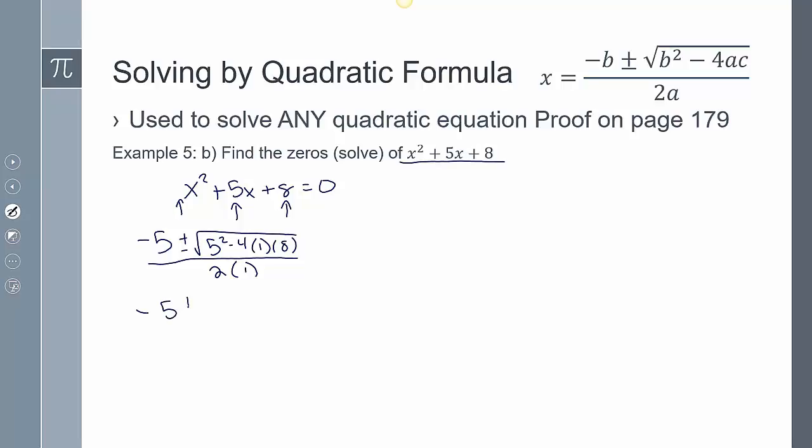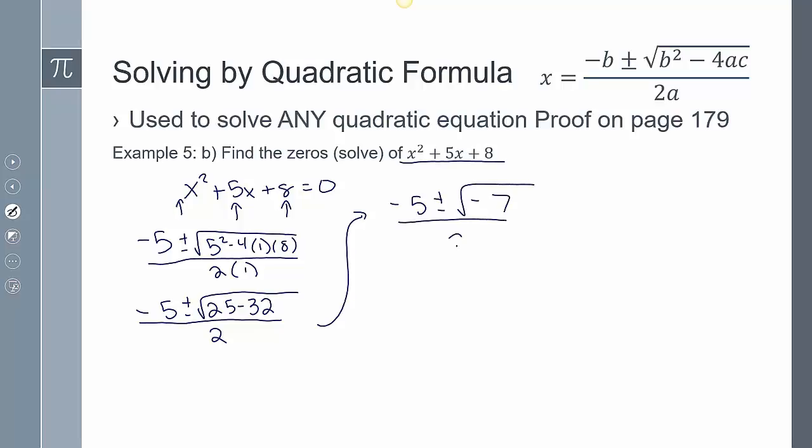So I'm going to get negative 5 plus or minus the square root of 25 minus 32 all over 2. And so that's going to be the same as negative 5 plus or minus the square root of negative 7 all over 2. Now I have a negative inside of my square root, so that's the same as i.